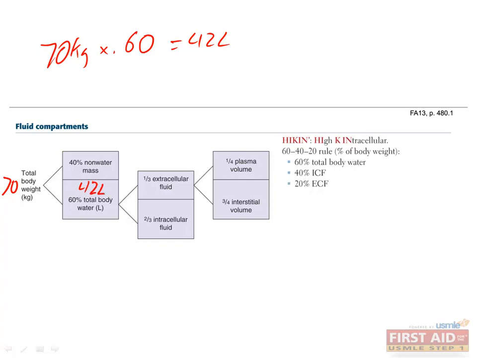Then 2/3 of that is intracellular, so if we take that 42 liters, multiply it by 2/3, we get 28 liters. The remaining 1/3 will be about 14 liters, and that's extracellular. Of that, about 1/4 or 3.5 liters is in the plasma, and the remaining 10.5 is in the interstitial space. Now that we have our example calculation, let's talk about the differences between these compartments.